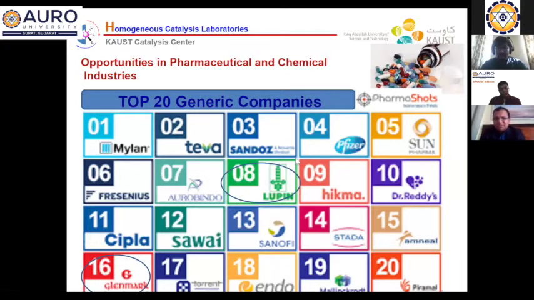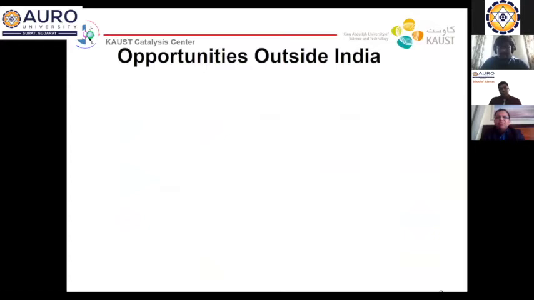The environment is very good at this institute, and you will get more and more focus on research as well as various chemical backgrounds. So this is one opportunity for students who now want to choose science as a career. They can go and pursue a career in such a university. So now we'll go outside. What are the opportunities outside India?